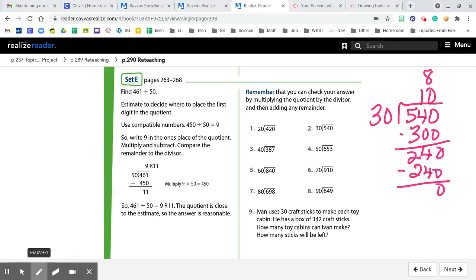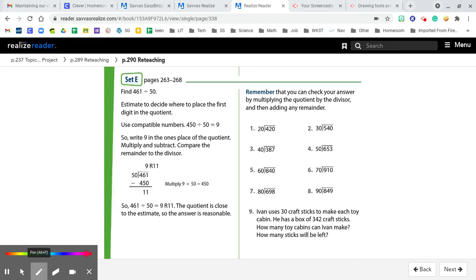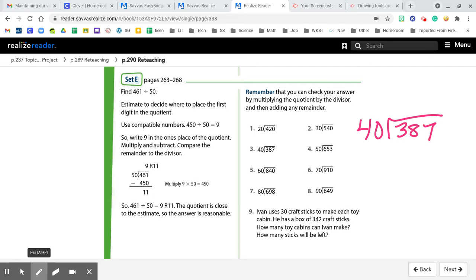So that's 18. I'll do some of the problems with just the algorithm. Number 3. Where's my answer going to start? Well, 40 can't go into 3 and it can't go into 38, so it's going to start in the ones place.